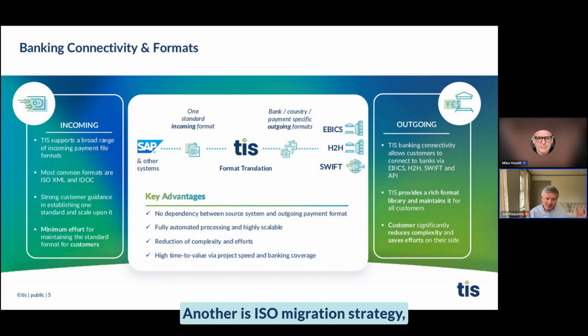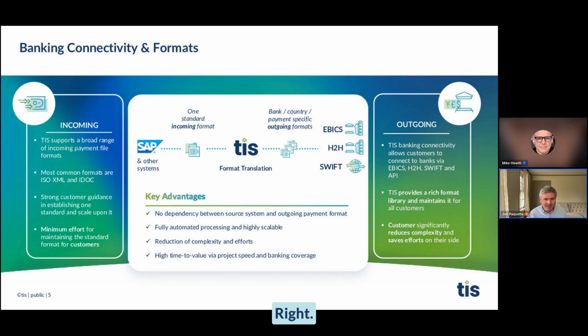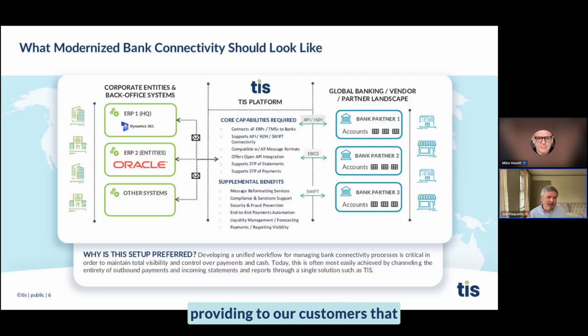Another is ISO migration strategy. Something a lot of companies are thinking about right now as their banks move towards the ISO standard. Maybe their back office systems are still set up for reconciliation and cash applications processes based on, say, MT statements, but now their bank's delivering a CAMT statement file to them, and that's going to cause all sorts of confusion in the back-end system. TIS can actually translate that back to the MT format so that you don't have that process disruption. We do want all of our customers to take advantage of the richness of files that you get from ISO, the ISO migration, but do that on their own terms, not on their bank's terms, right? So another big benefit that we're providing to our customers.